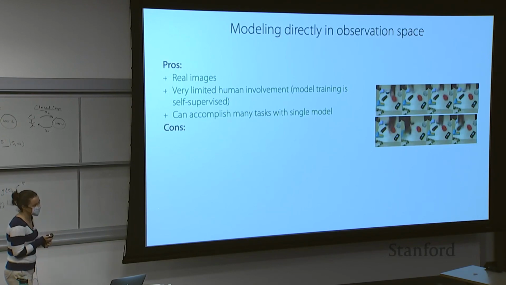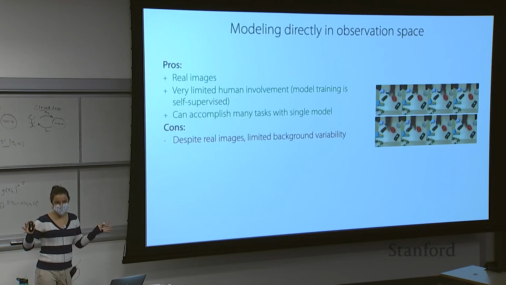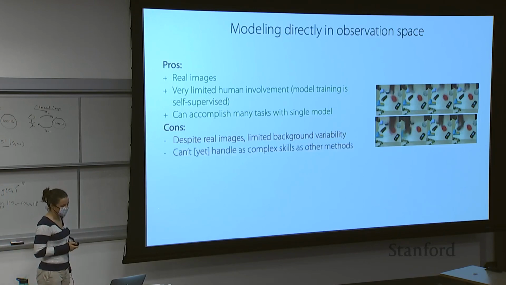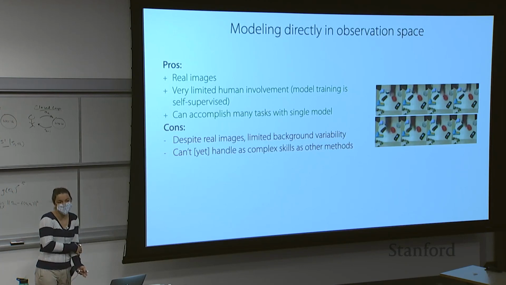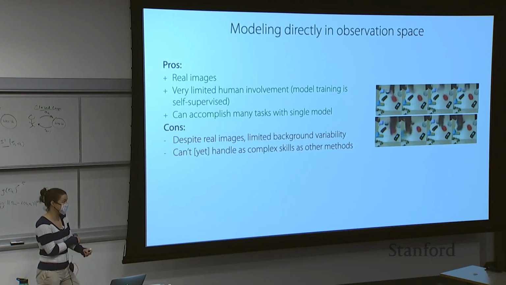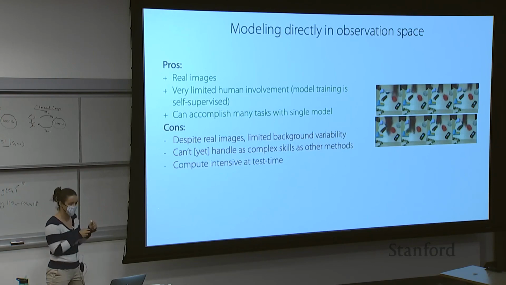The downside is that if you have a lot of background variability, it's going to be much harder to learn a good model. And this planning approach can't handle as complex skills as other methods because it's just using a random shooting planner. More sophisticated planners and so forth can accomplish more challenging skills. Also, because the model is so large, you can't roll out that many samples unless you have a ton of compute. So it's fairly compute intensive at test time.